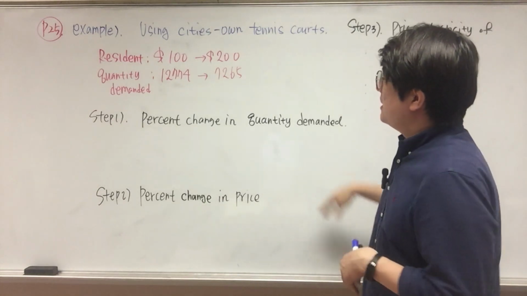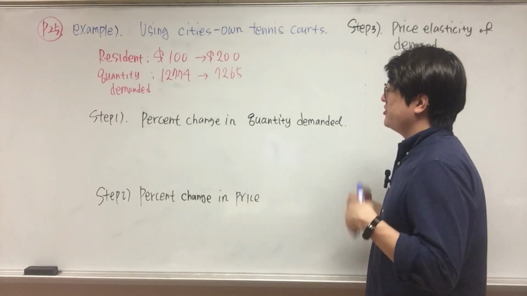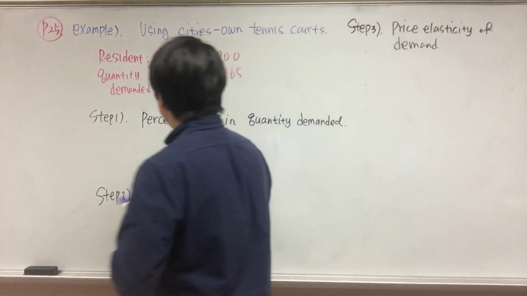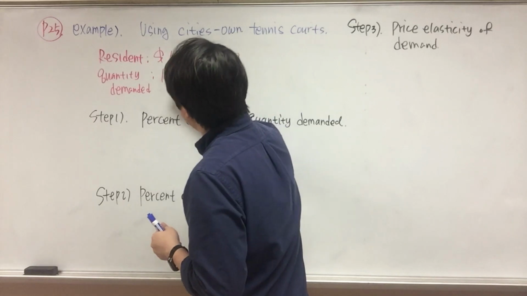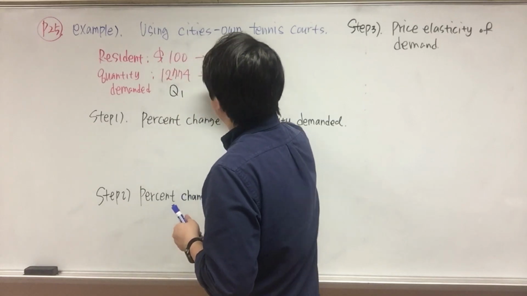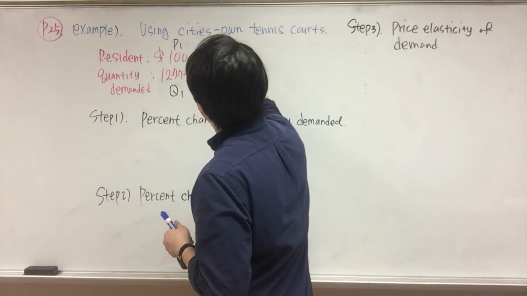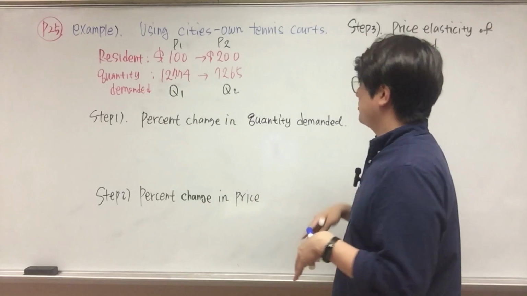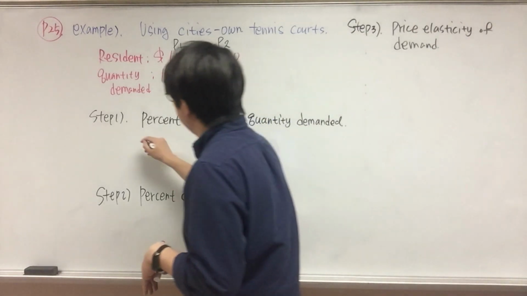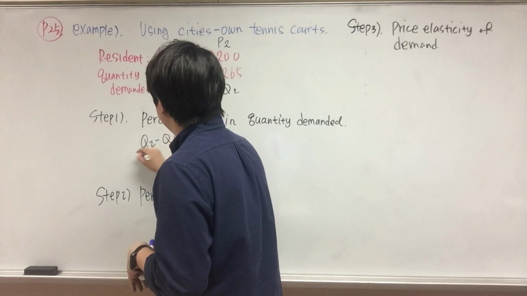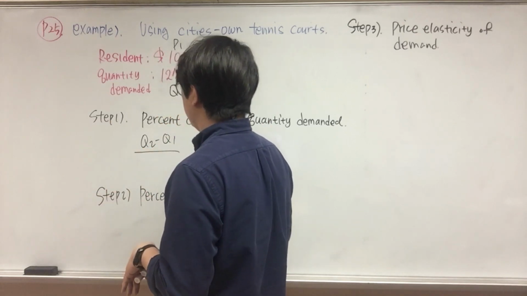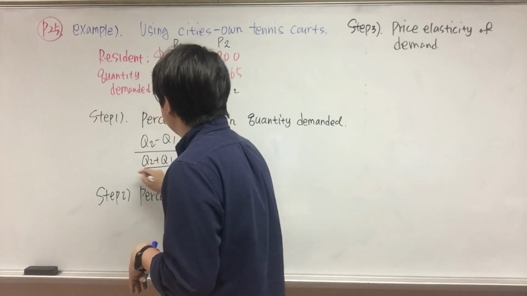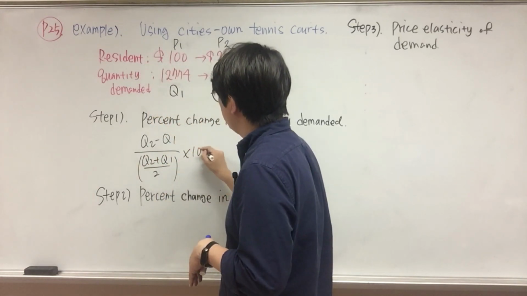Step 1, we need to find the percent change in quantity demanded. As we know, this one is Q1, this one is Q2, and this one is P1 and P2. So what is the formula of the percent change in quantity demanded? Q2 minus Q1 divided by the average value of Q2 and Q1, Q2 plus Q1 divided by 2, times 100.